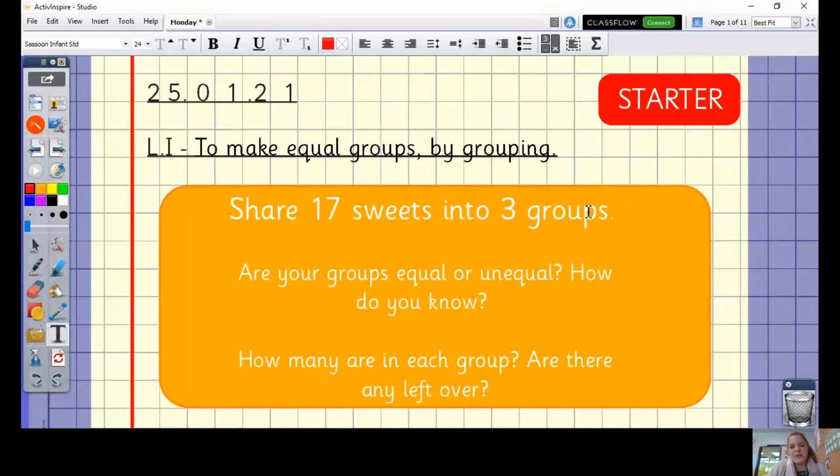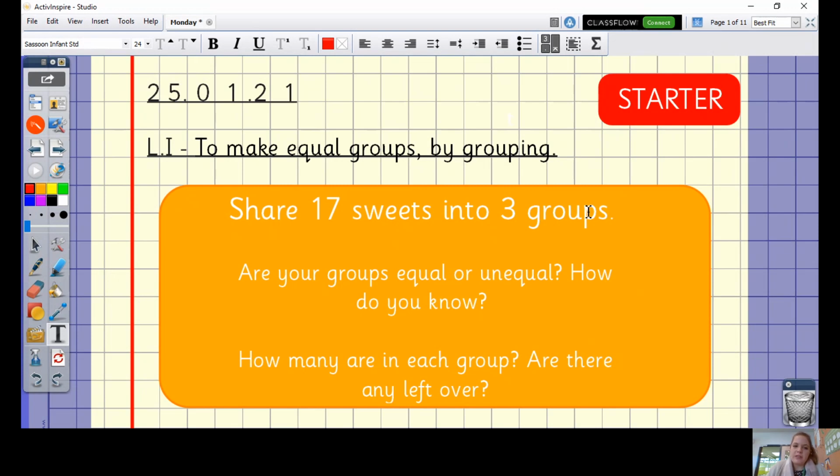Okay, here we are. Hopefully you can see what I can see. So today we are learning to make equal groups by grouping. Last week we spent a couple of lessons learning the strategy of sharing to help us divide. So now we're moving on to the other strategy to help us divide, which is called grouping.